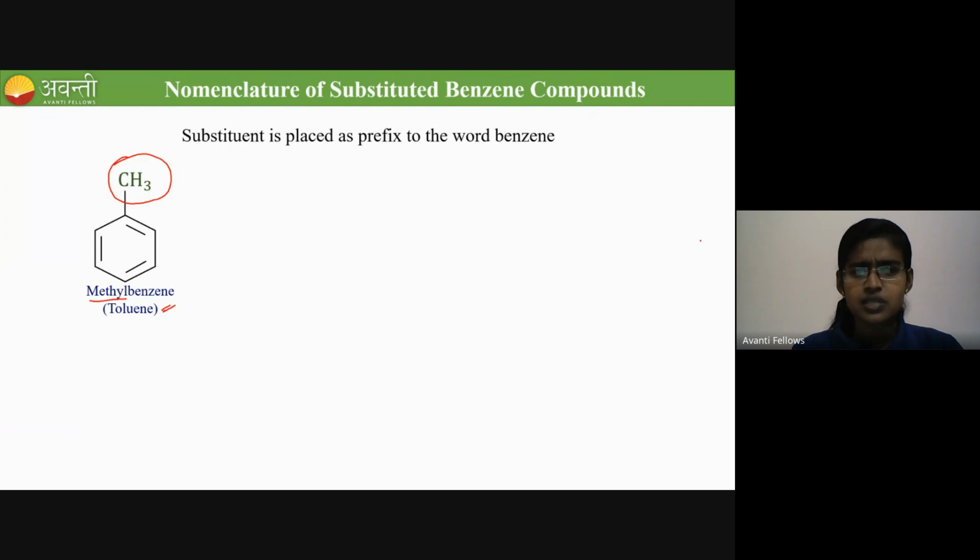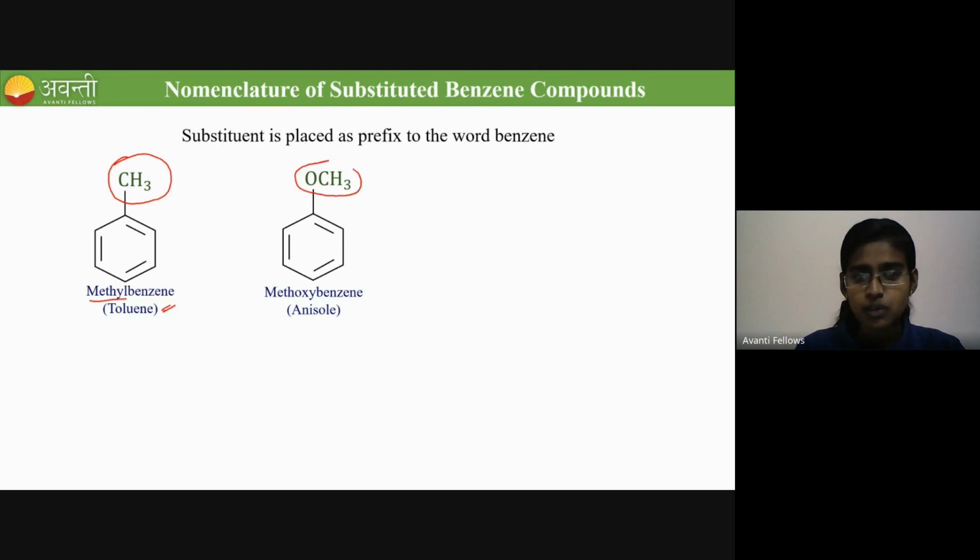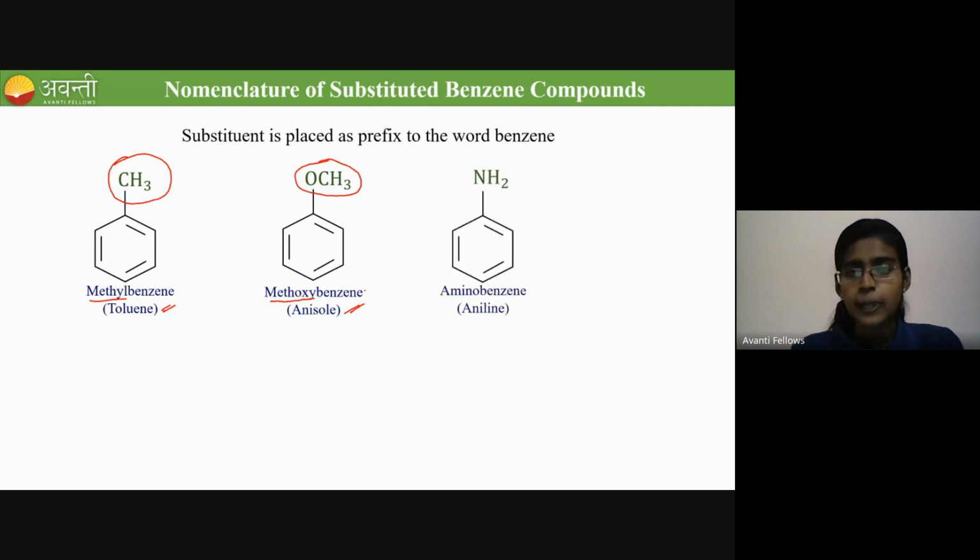So the substituent is placed as prefix. The other name for methyl benzene is toluene. And you see here OCH3. What is the name of OCH3? It is an alkoxy, right? With the alkyl, when oxygen is there, it is alkoxy. Since the alkyl group is methyl, it is called methoxy. That is a substituent. It is methoxybenzene. The other name for methoxybenzene is anisole. And here you see the amine group. NH2 is the amine group. So it is aminobenzene, which is otherwise called aniline.